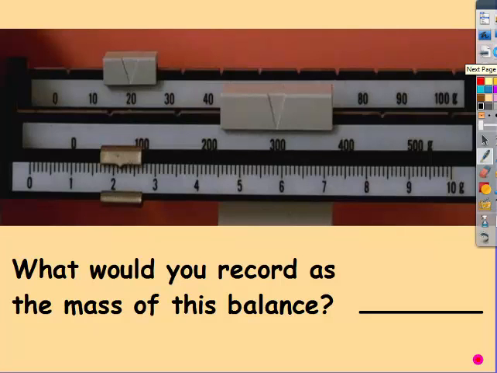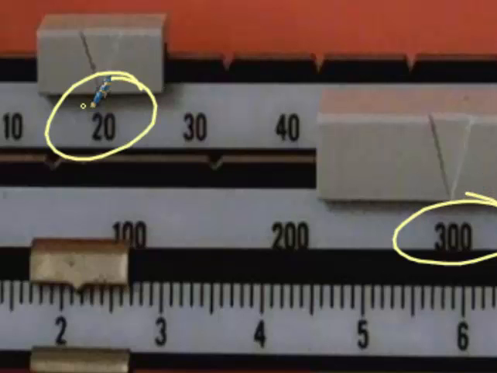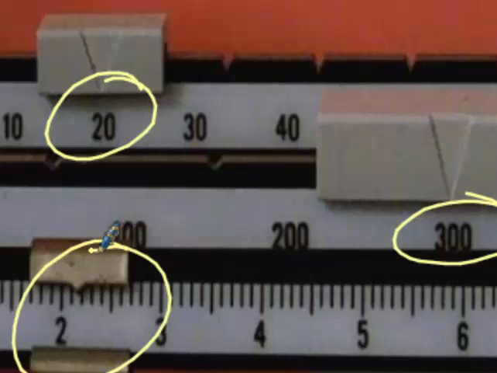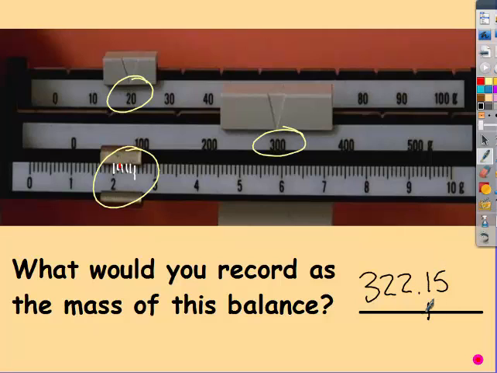Go ahead and record the mass from this triple beam balance. If you've forgotten how to record mass from a triple beam balance, remember that we have the hundredths place, the tenths place, and the ones place. So our mass in this case was 322.15, because I know for sure it's to the tenth, and it's between the 1 and the 2.